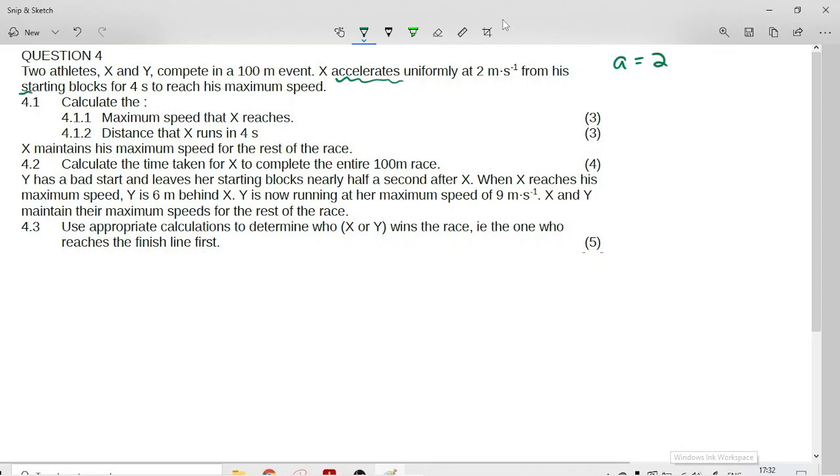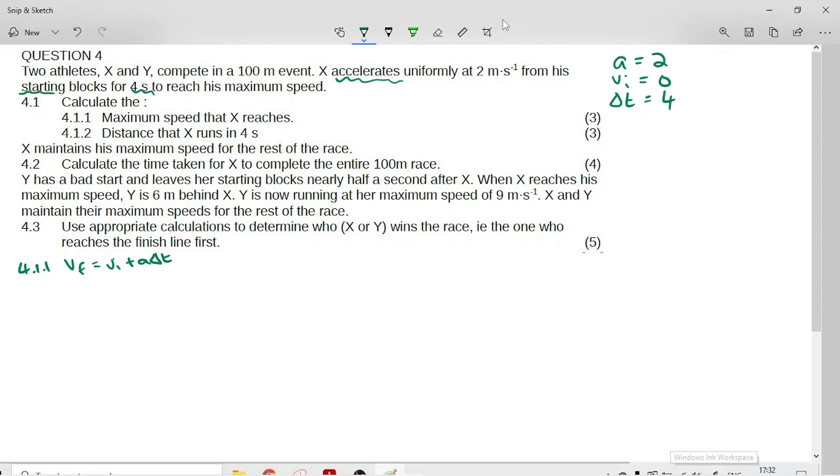So if he's going from his starting blocks, his initial velocity is going to be 0 for 4 seconds to reach his maximum speed. And then it says to you, calculate the maximum speed that X reaches. So the first half of this question is fairly straightforward. We're going to say, okay, 4.1.1, Vf equals Vi plus a delta t.